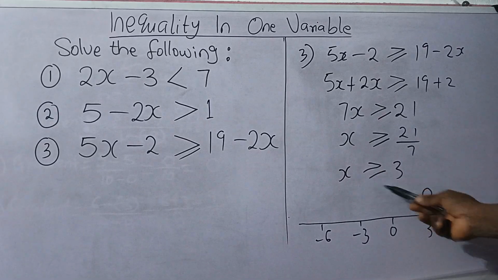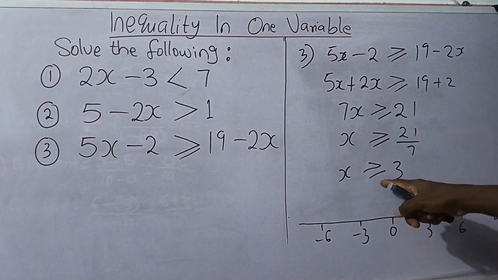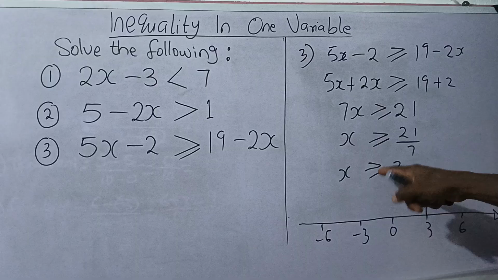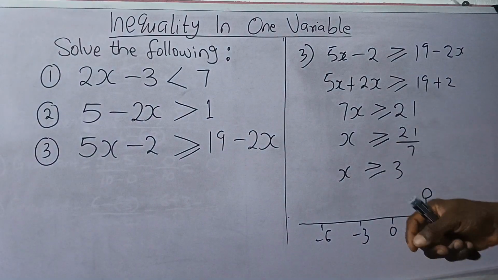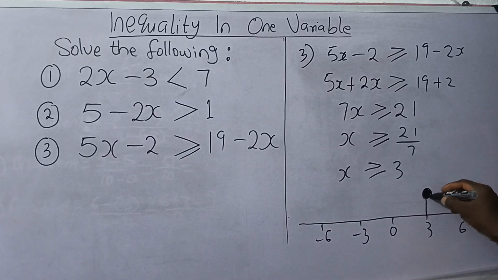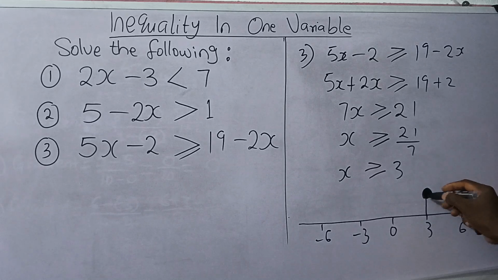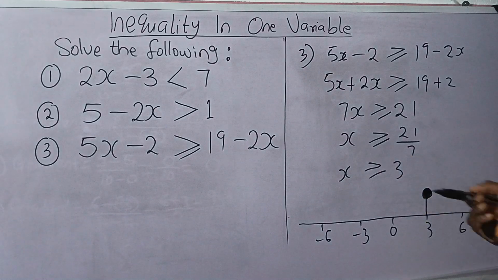Is it going to be an open circle or a closed circle? All right, of course, it's going to be a closed circle because we have the term or equal to. When you hear the term or equal to, that's when you shade the circle. Then you have a closed circle. And what we're talking about here is greater than or equal to.